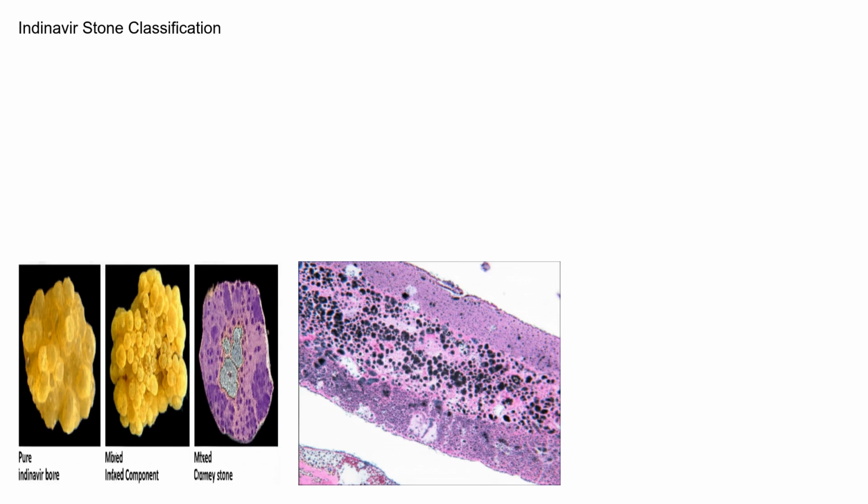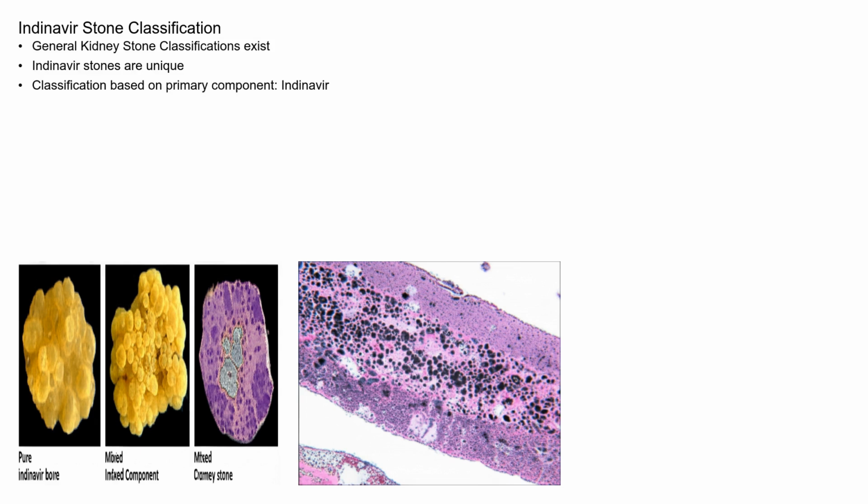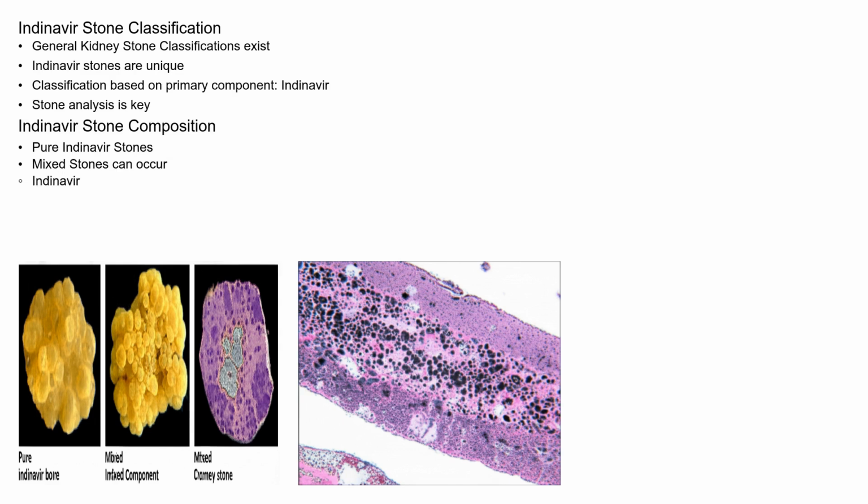While kidney stones in general have various classifications based on their composition, Indinavir stones are specifically categorized by their primary component, Indinavir. Mixed stones, containing both Indinavir and other minerals like calcium oxalate, can also occur. The classification is primarily based on the stone's composition as determined through stone analysis after it is passed or removed.